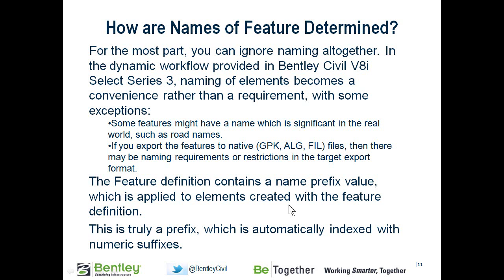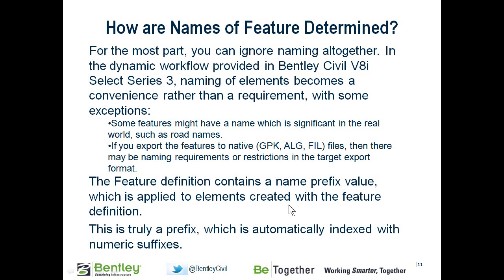For example, for some things such as road names, it may make sense for you to actually name them according to the road names. It's not exactly a requirement, but it probably makes sense in some situations. One requirement that does exist is that if you're going to export the features into one of the native products, COGO database, GPK, ALG, or FIL files, then there may be naming requirements or restrictions in the target export format.